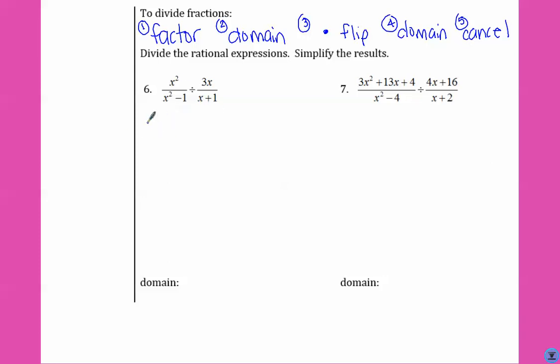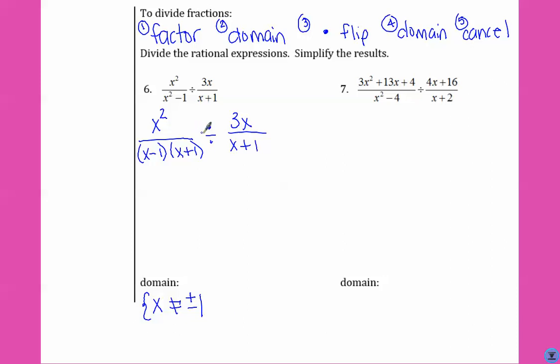All right, so let's get started factoring. X squared, just x squared. X squared minus 1 factors to x minus 1 and x plus 1, because it's the difference of perfect squares, divided by 3x over x plus 1. There's nothing to factor with those. So for our domain, we're going to say that x can't be positive 1 because of this factor, and it can't be negative 1 because of these two factors. So I'm just going to write it as plus or minus 1. If you want to write them separately, that's fine.